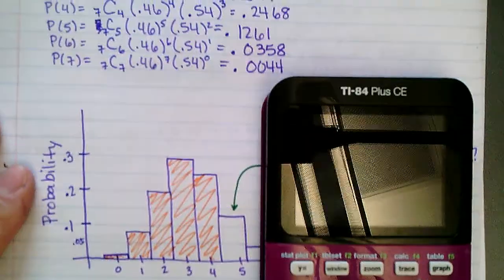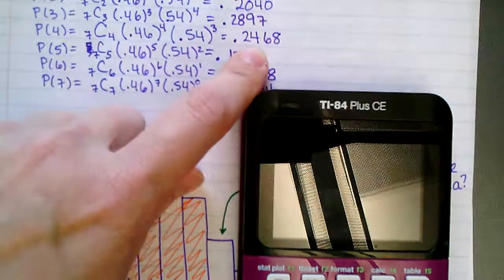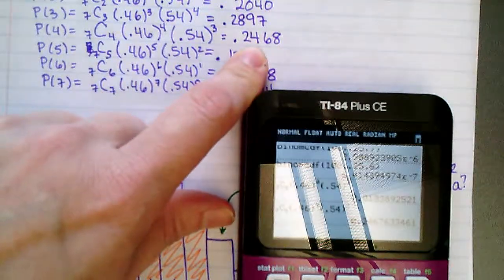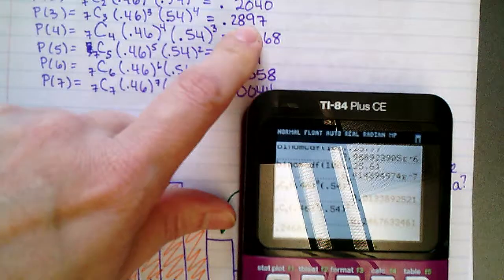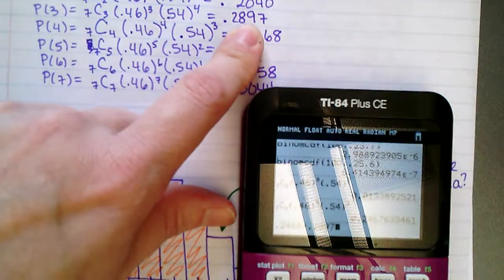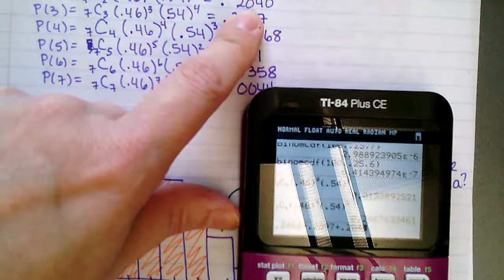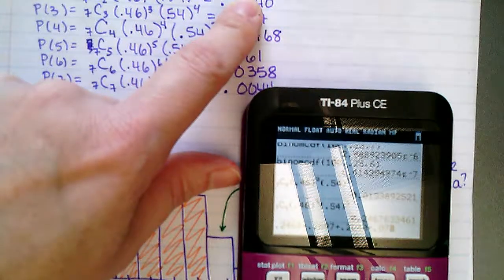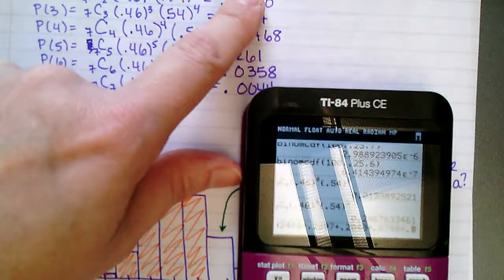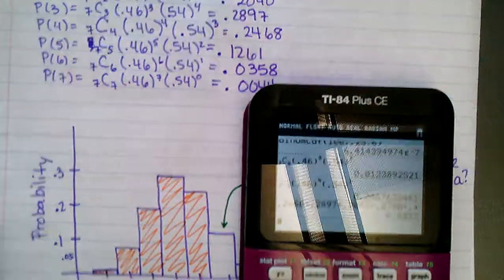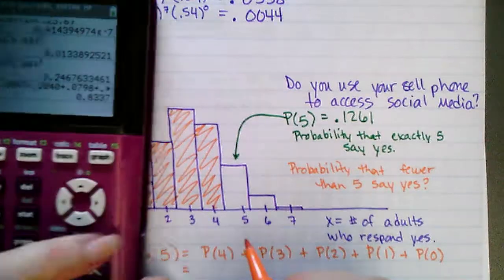So when I do that, if I add up, let's see, 0.2468, 0.2897, 0.2040, 0.0798, and 0.0134, that gives me 0.8337.